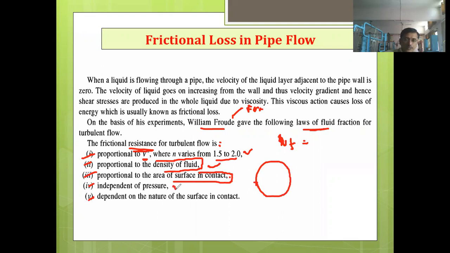It is independent of the pressure. प्रेशर कमी असला काय किंवा जास्त असला काय, रेजिस्टन्स वरती फरक पडत नाही. It depends on velocity. जर वेलोसिटी वाढली किंवा कमी झाली तर फरक पडतो, पण प्रेशरवरती फरक पडत नाही. It is independent of the pressure. ठीक आहे. And last one, it depends on the nature of the surface in contact.